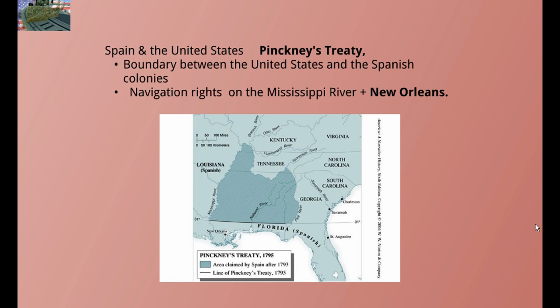New Orleans and the Mississippi River are very important especially for Western farmers who do not have easy access to Eastern ports, and thus they don't have easy access to maritime trade. So the Mississippi River and New Orleans represent a very favorable commercial advantage to the people who have access to them.